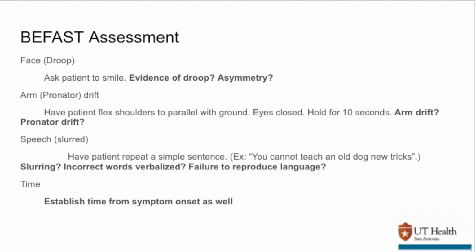The T at the end of the FAST stands for time. This is to help prompt the examiner to establish the time since symptom onset, meaning at what time did your symptoms begin, how many minutes or hours have elapsed since the time your symptoms began.